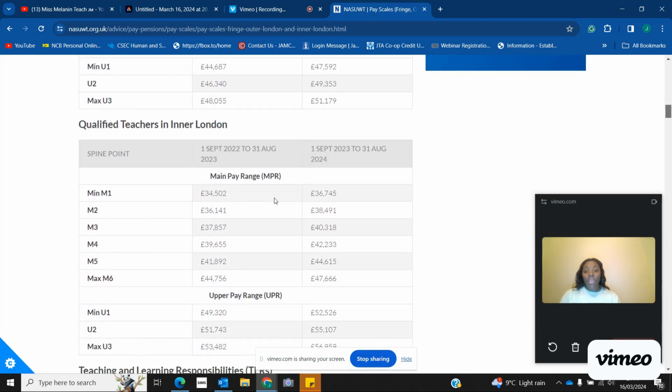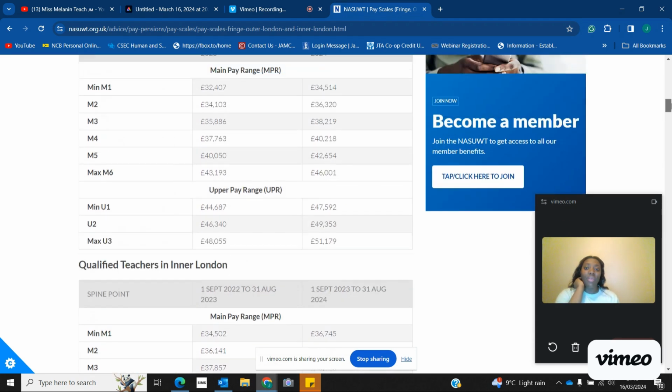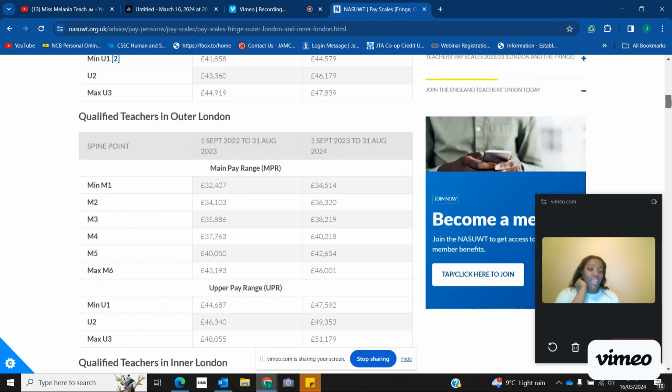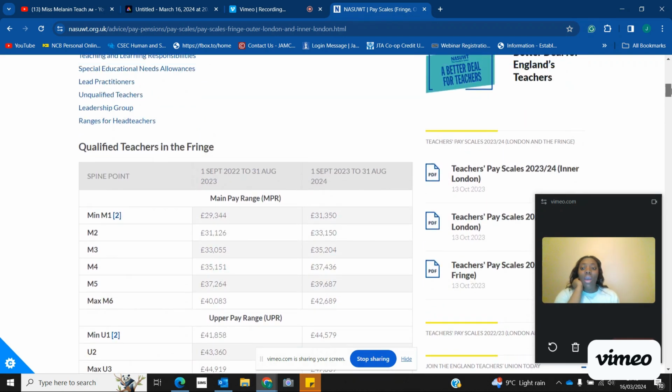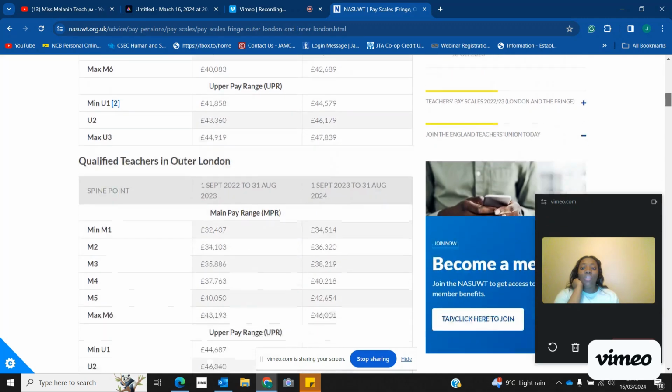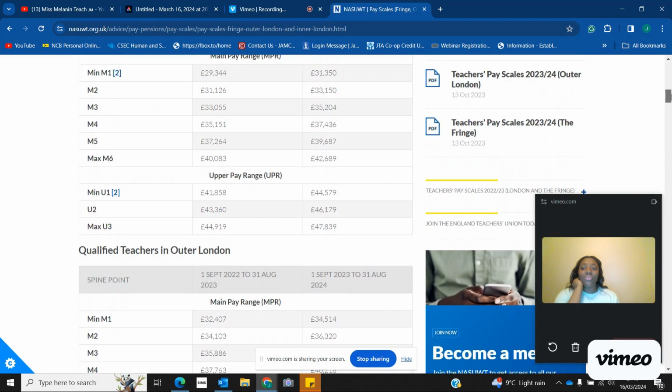Now, looking at qualified on the main pay scale, you'll be at a minimum 36,745, but a maximum of 47,666. And once again, that is annually. Divide that by 12 and you'll get what you will be getting before deductions. So that will be your gross pay, not your net pay.